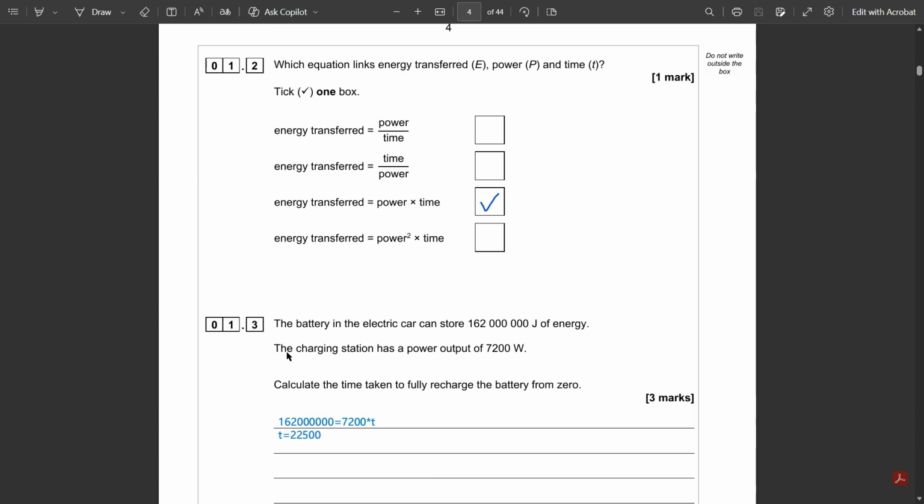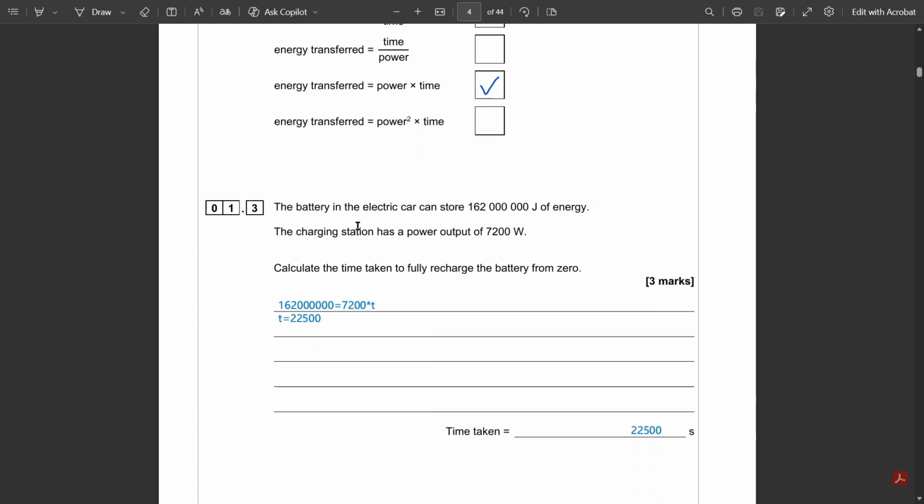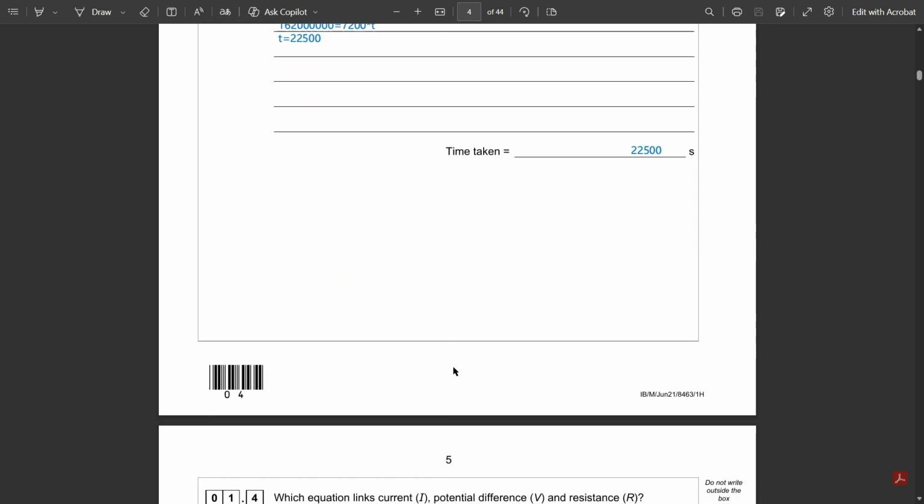Question 1.3, the battery in the electric car can store 162 million joules of energy. The charging station has a power output of 7,200 watts. Calculate the time taken to fully recharge the battery from zero. So what we simply do is plug the numbers into the equation and then rearrange for t, getting an answer of 22,500 seconds.